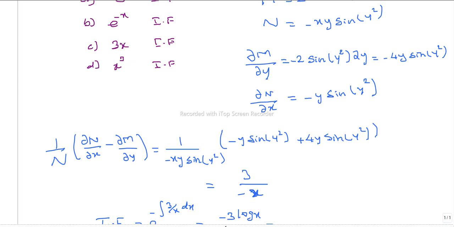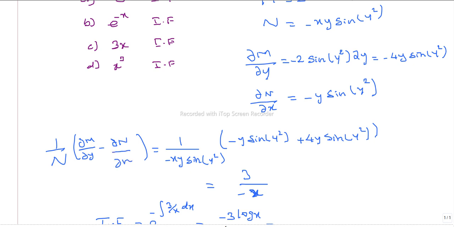Suppose I take the first one as dou N by dou x, I take M. But I want to take N, because N contains y sin y square. Therefore it should be dou M by dou y minus dou N by dou x. That is the right one. Because N contains y sin y square, that's why I take 1 by N. So therefore dou M by dou y minus dou N by dou x.